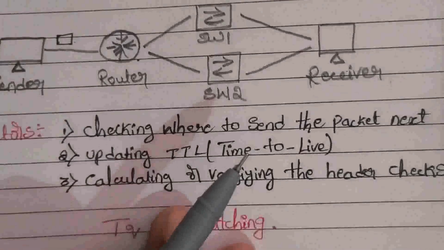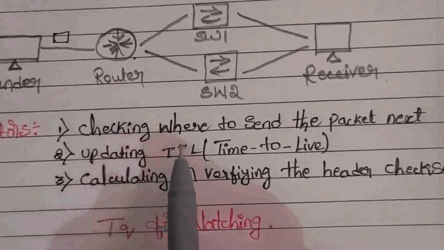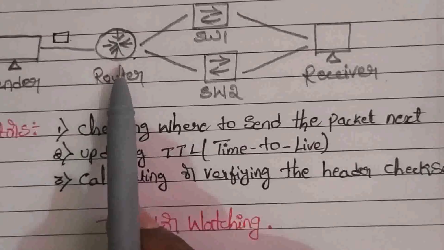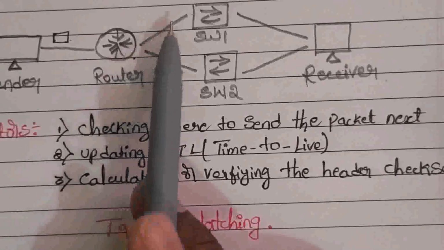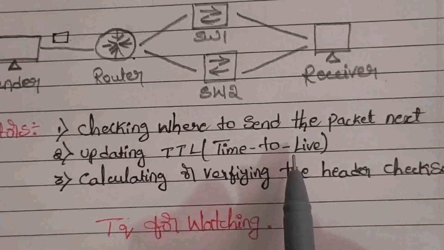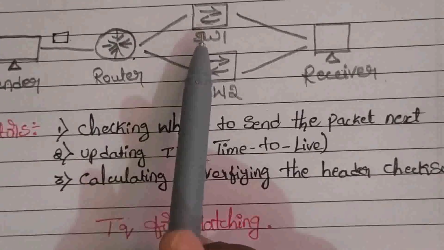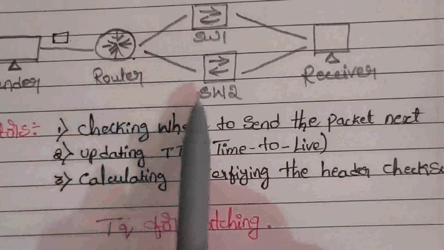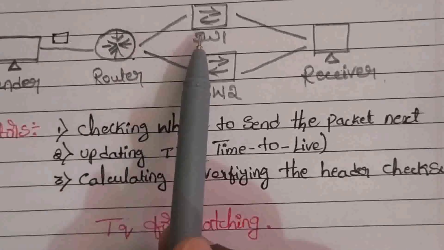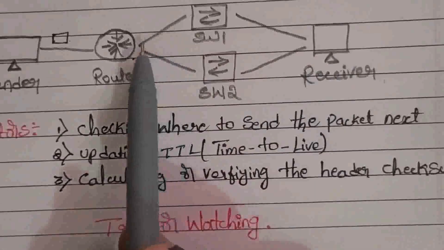Here are some factors for the processing delay. Checking where to send the packet next: the router will check or decide whether to send the packet to switch 1 or switch 2. Then updating the TTL, time to live. Time to live means how much time switch 1 should take. If switch 1 takes too much time, then it will decide on switch 2. If switch 1 takes 4 or 5 seconds to send the data to the receiver, next time it will not take switch 1.